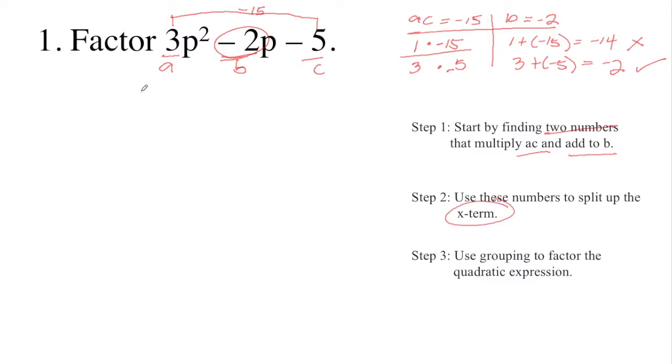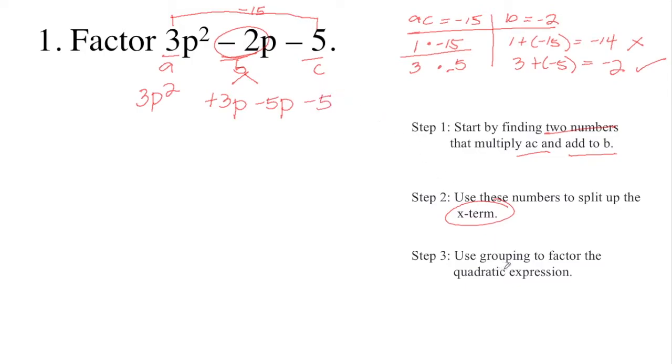So let's copy the first term, which is 3p squared, and split negative 2p using plus 3, and the variable is p. The other one is minus 5p, and copy the last term, which is negative 5.